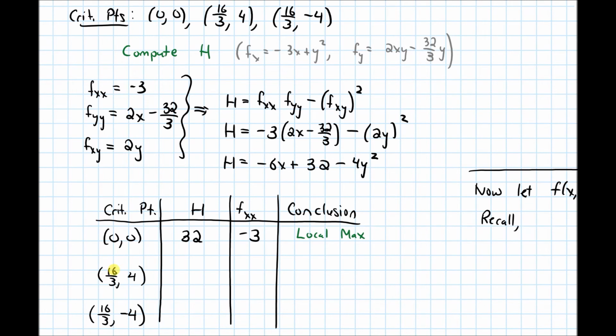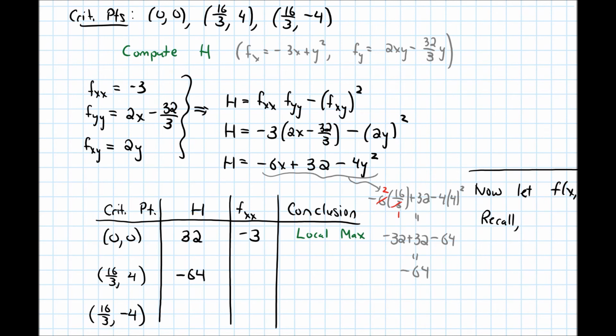All right, if I plug in 16 over 3 for x now, and 4 for y, I'm just going to do this on the side, we would end up getting negative 6 times 16 over 3 plus 32 minus 4 times 4 squared. And if I simplify this, the 6 and the 3 cancel a little bit. I'll be left with a 1 here, a 2 here. So negative 2 times 16 is negative 32. And then plus this other 32. And then I'll get minus 4 times 16, which is minus 64. So overall, this is negative 64. So H is negative 64.